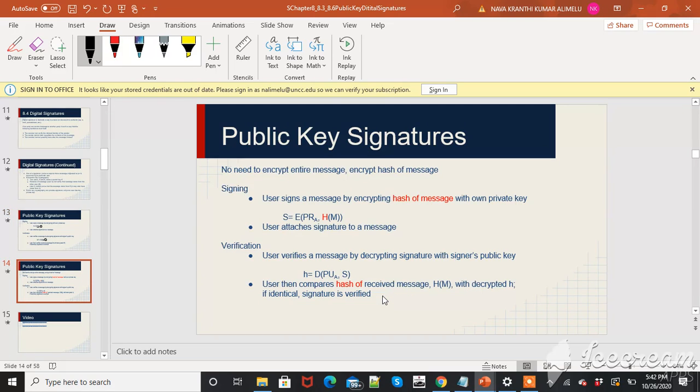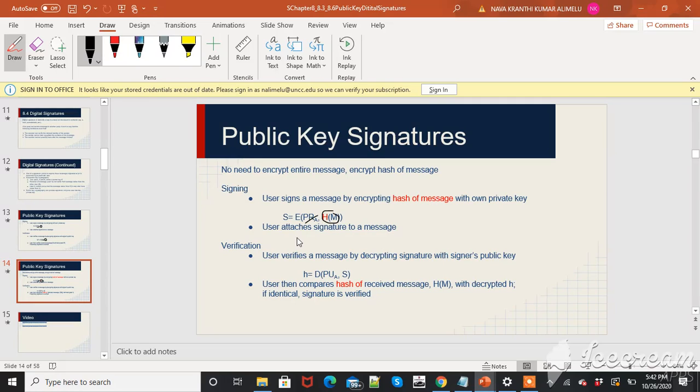But when a user wants to deal with large data sets like 5 gigabytes or 6 gigabytes, the procedure discussed above cannot be suitable. So hashing comes into play. In hashing, the user signs a message by encrypting the hash of the message, as you can see here, using their own private key. Then the user attaches the signature to the message.